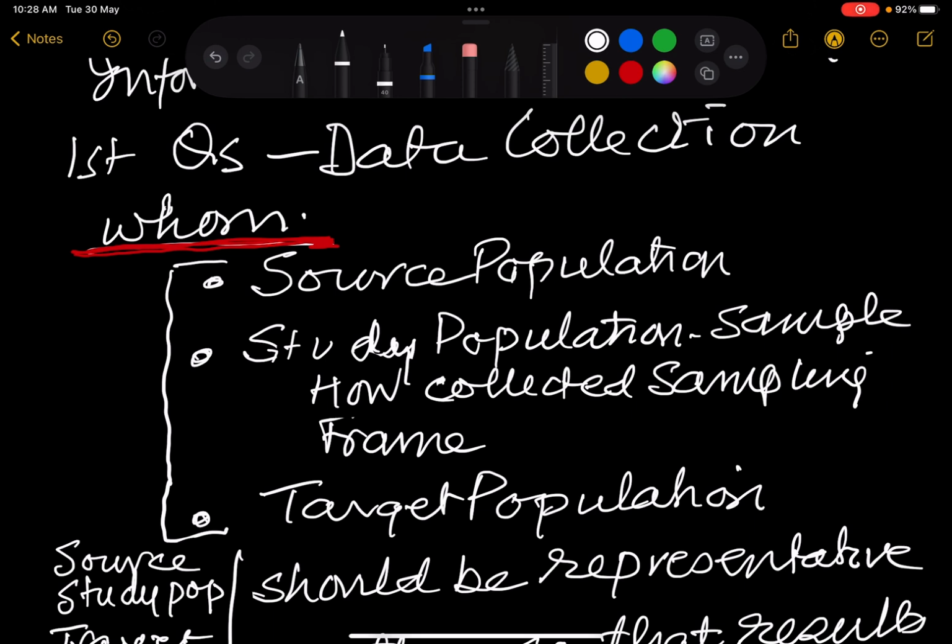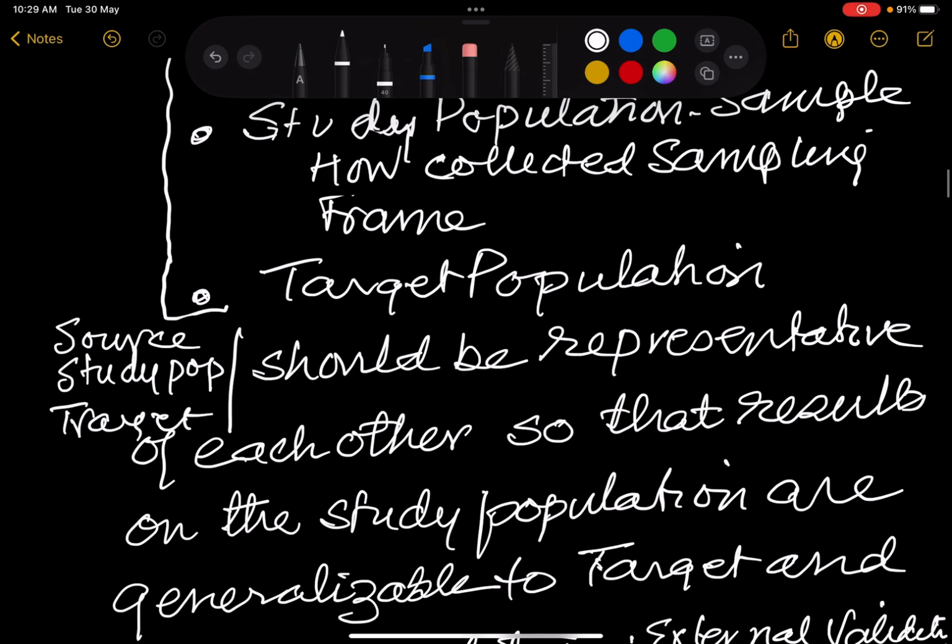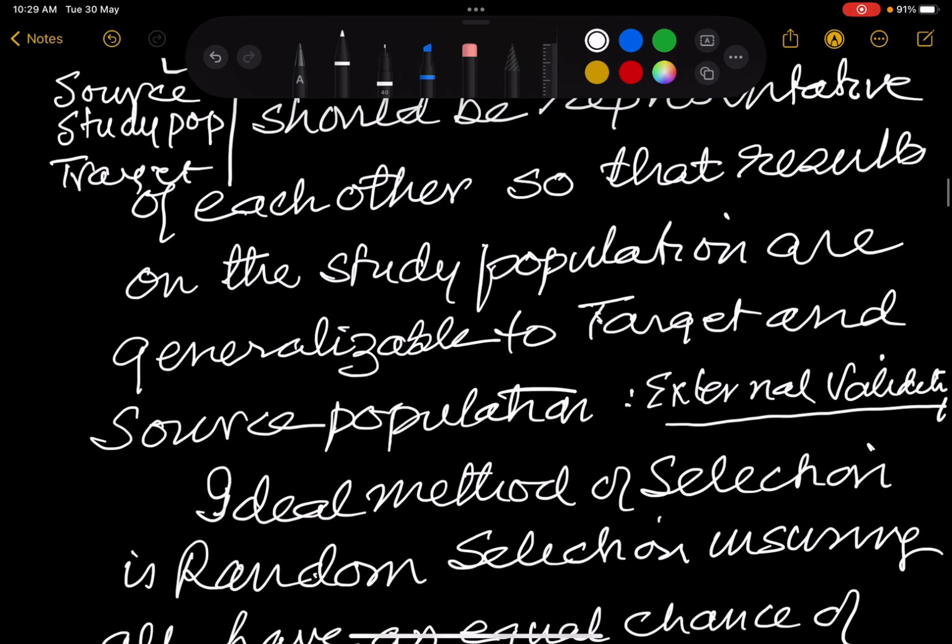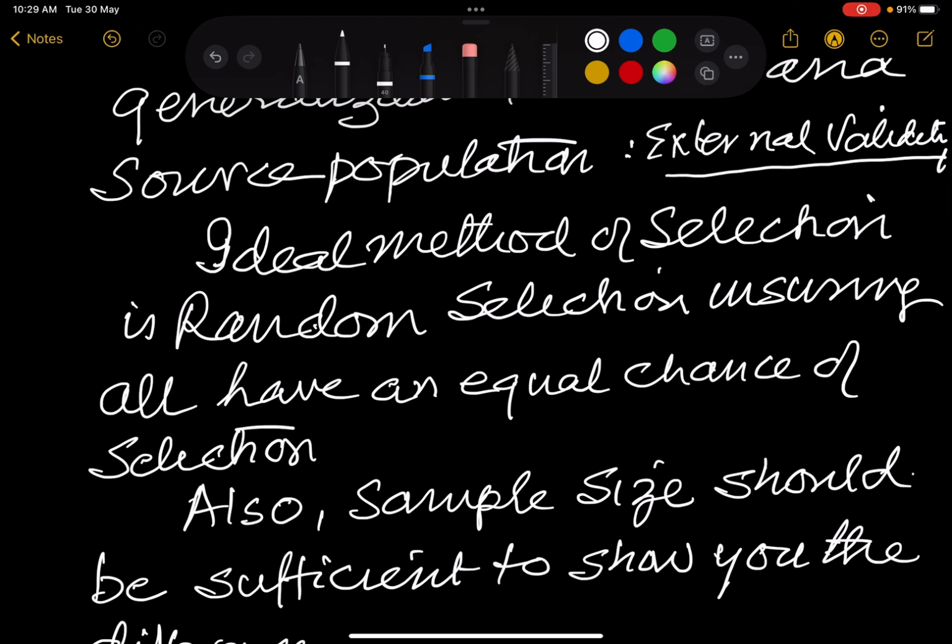And the two things about the sampling frame is that you want to collect the sample in a manner that it is representative of the source and the target population, so that the results that you get from the study population are generalizable or externally valid to the target or the source population. And the best method of doing it is random selection, where every point in the source population has an equal probability of selection. So this is random selection.